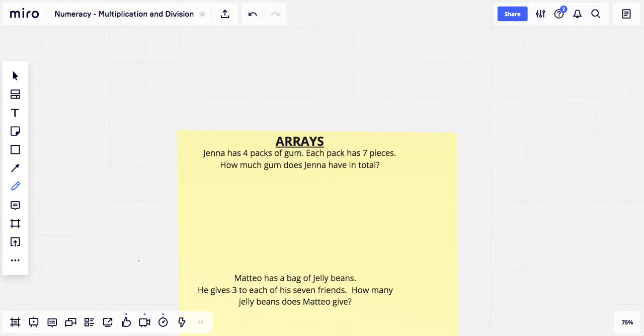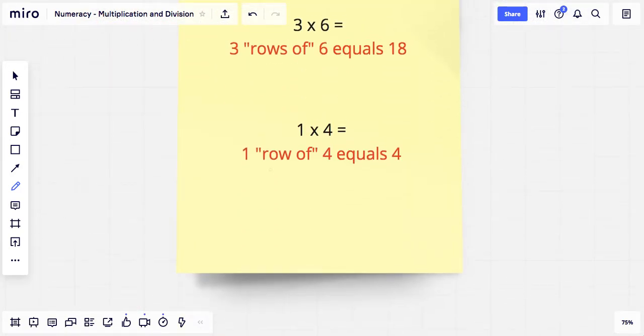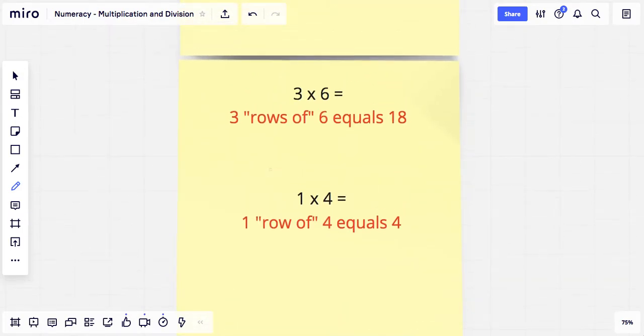Yesterday's work on arrays, we saw that when we are making an array, arrays are arranged in rows and columns. So for us, that multiplication symbol can be referred to as rows of. So 3 times 6, you could think of that as being 3 rows of 6 objects.